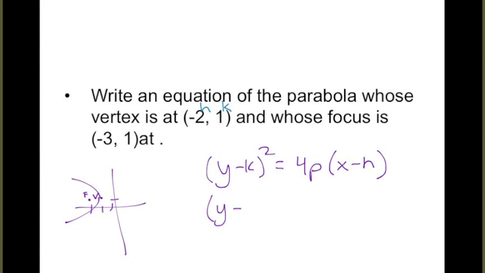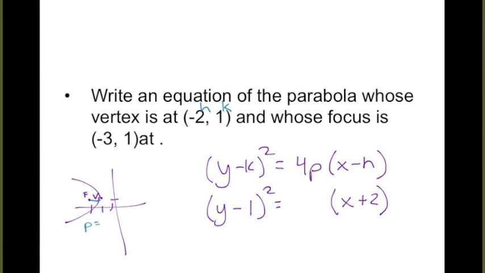So k is 1, and h is negative 2. Double negative is going to make a plus 2 in our equation then. Then we need to figure out about p. P is the distance from the vertex to the focus, and it's directional. So in our picture here, this length between the vertex and the focus is our p-value.